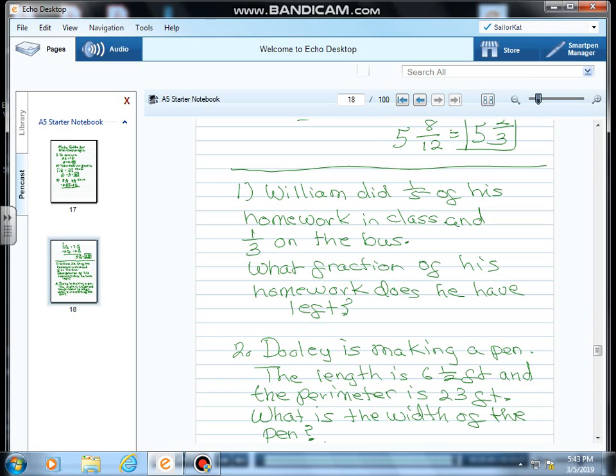Okay, please do these two problems and turn them in via Classroom. Comments or whatever will work for me. And study for your quiz.